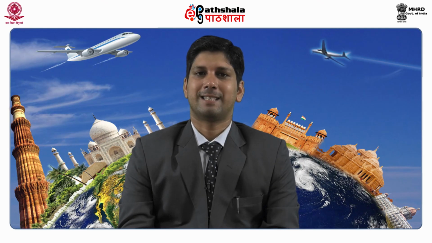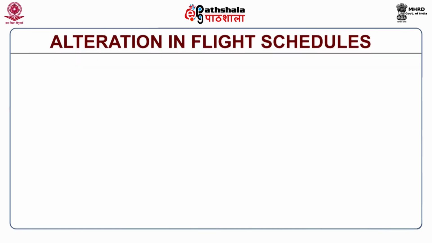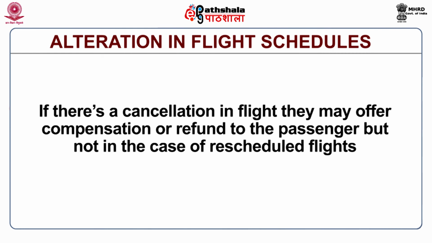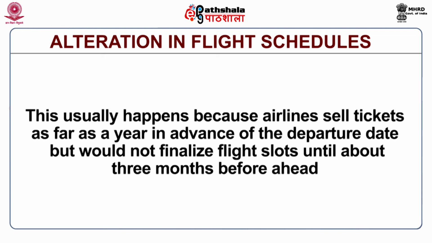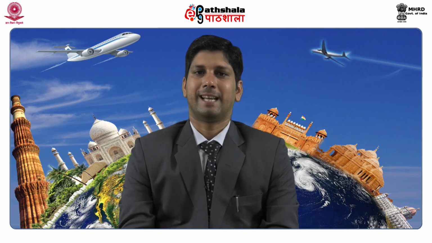More often, the airlines inform the passenger 14 days before the change in schedule. If there is a cancellation in flight, they may offer compensation or refund to the passenger, but not in the case of rescheduled flights. This usually happens because airlines sell tickets as far as a year in advance of the departure date, but would not finalize flight slots until about 3 months ahead. A lot can happen in the intervening period, from aircraft going in or out of action, mergers, strikes, and new routes which may force the airline to shift the services one way or the other.